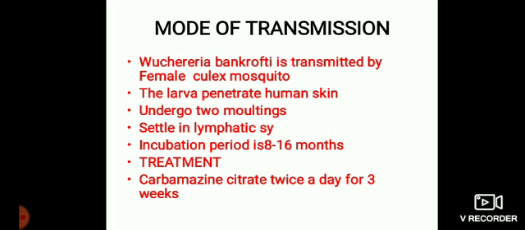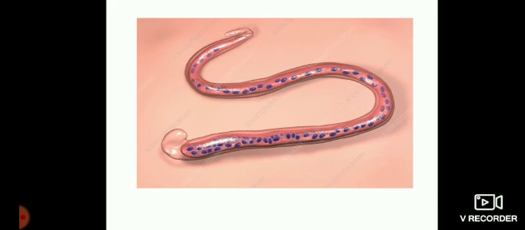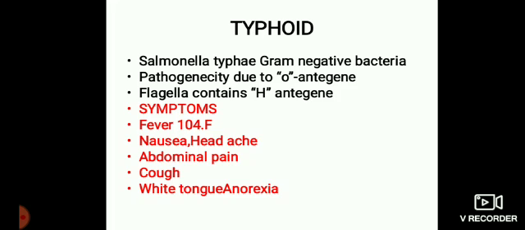Larva penetrates human skin and undergoes 2 moltings. It settles in the lymphatic system. Its incubation period, meaning it remains in the body before symptoms, is 8 to 16 months. Treatment: name of the medicine is diethylcarbamazine citrate, twice a day for 3 weeks. Often the government supplies or distributes the tablets in a particular season, the rainy season. So the government undertakes this responsibility.